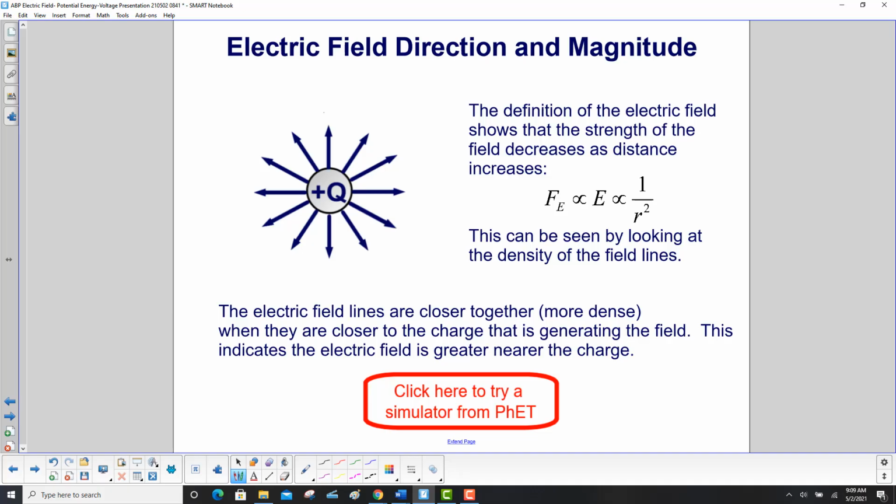The definition of the electric field shows that the strength of the field decreases as distance increases. So the force is proportional to the electric field, which is proportional to 1 over r squared. This can be seen by looking at the density of the field lines. The electric field lines are closer together, or more dense, when they are closer to the charge that is generating the field. This indicates the electric field is greater nearer the charge. And here's a nice simulation from PhET.